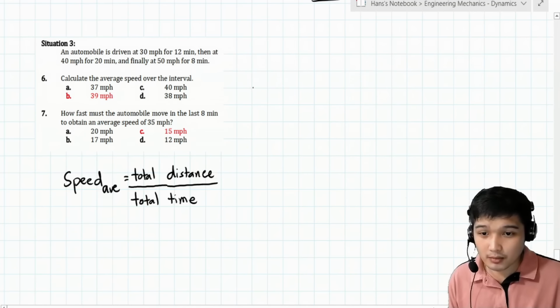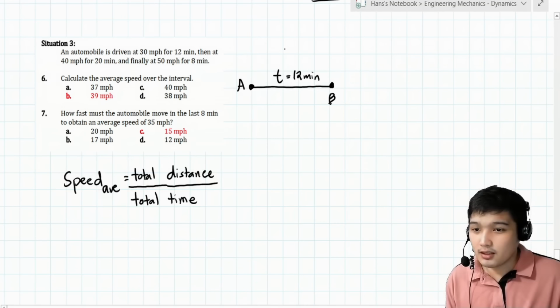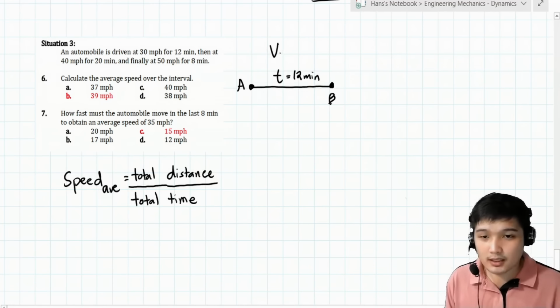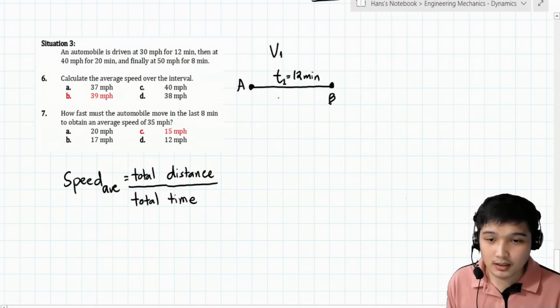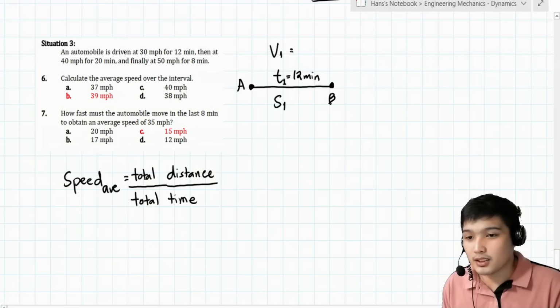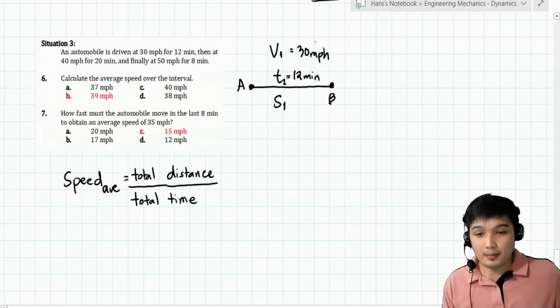So, let's say, for example, nag-start siya sa A and then nagpunta siya sa B. That is what? For a time of 12 minutes, nag-travel siya with a constant speed, no? Lagyan na lang natin velocity na lang or V. So that is what. Tawagin natin V1. Ito, gawin natin time 1. Ito, tawagin natin S1. Okay lang ba yun, guys? So that is what? 30 miles per hour. Okay?